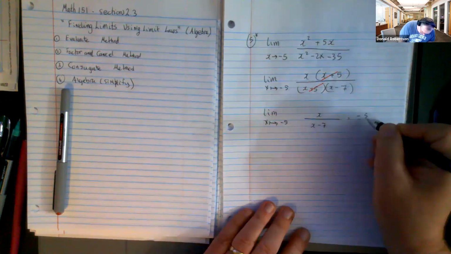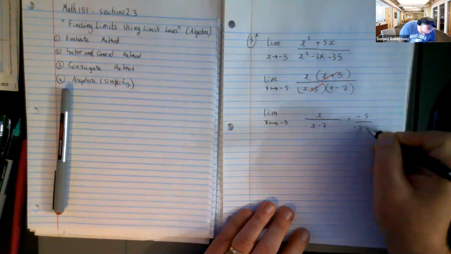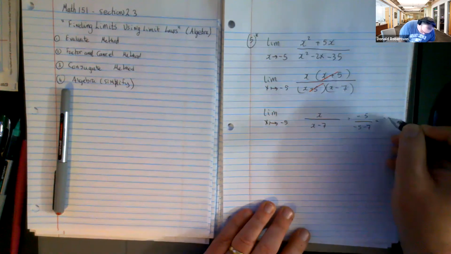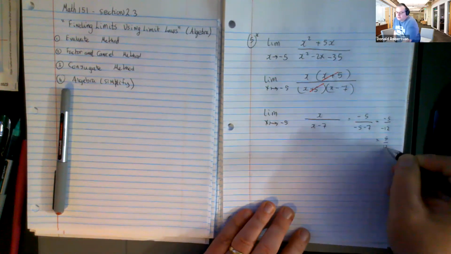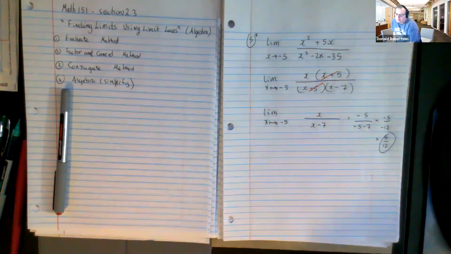-5, -5 take away 7, -5 over -12, positive 5/12.